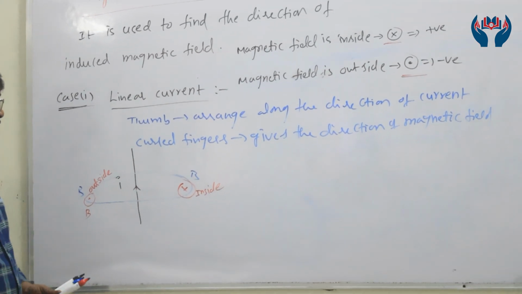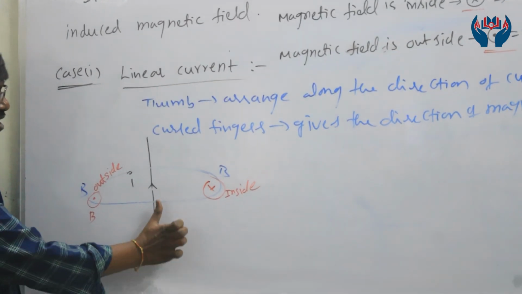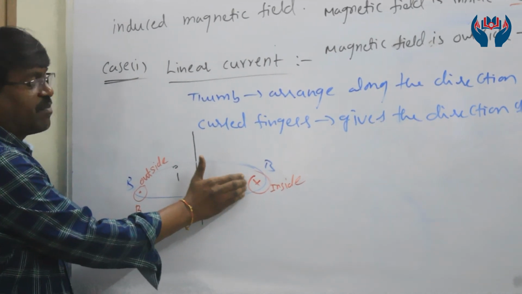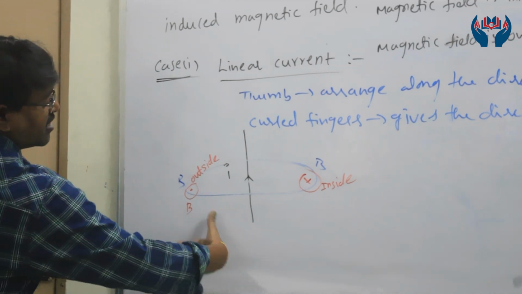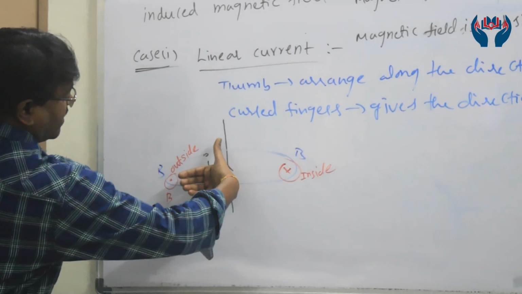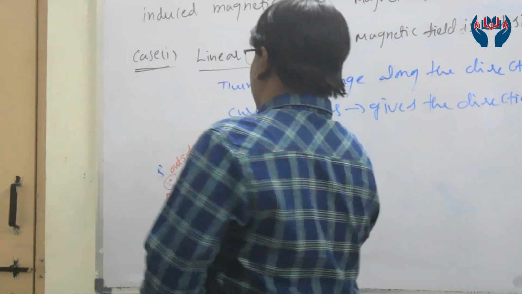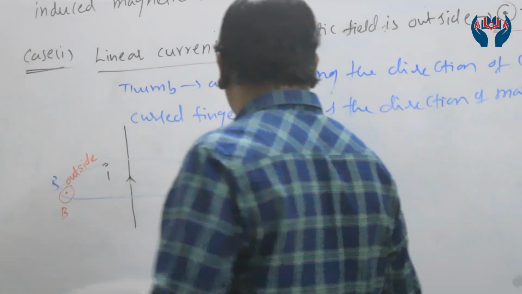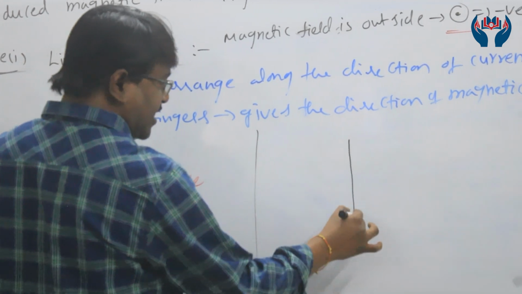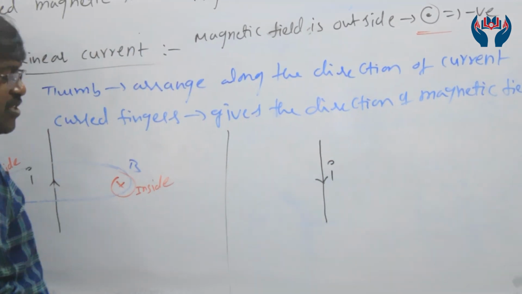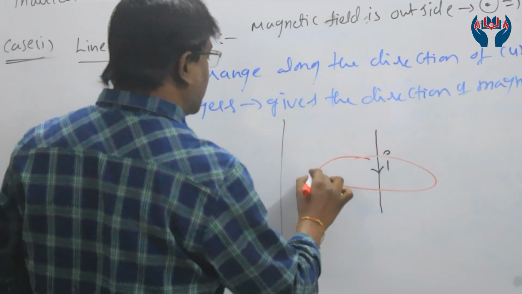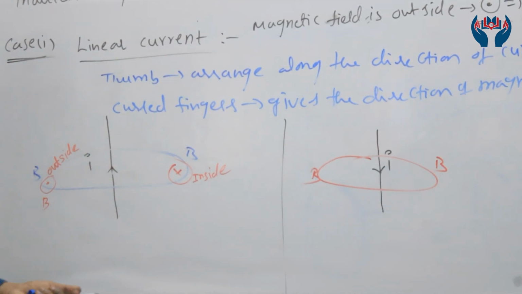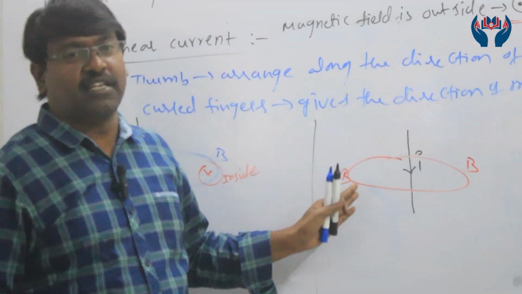Let's say again: arrange the thumb along the direction of current. The curled fingers are inside, so the direction of the magnetic field in this plane is inside. In this plane, the curled fingers are outside, which means the magnetic field is outside. Suppose the current is moving in the downward direction like this. This is one current-carrying conductor carrying a current I. Due to it, a magnetic field is induced around it. What is the direction of the magnetic field in this plane and in this plane?